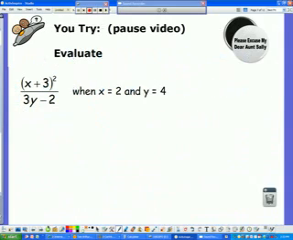Next example is a you try, so go ahead and pause the video and do this one on your own. When finished, you may restart the video.